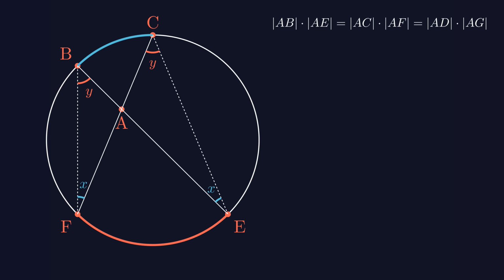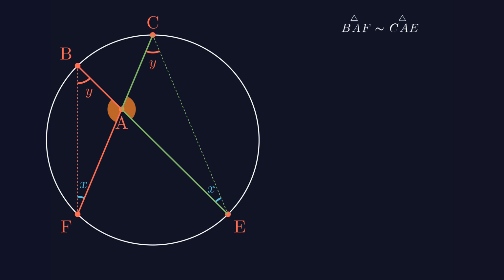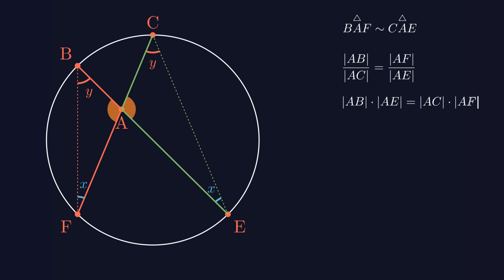That means the third angles in both triangles are also equal, right? So the red and green triangles share the same angles, which makes them similar triangles. In similar triangles, the ratios of corresponding sides are equal. So, for example, the ratio of side AB to AC matches the x angles in both triangles is equal to the ratio of the sides opposite the y angles in both triangles. And if we cross-multiply, we end up with the identity we were trying to prove.